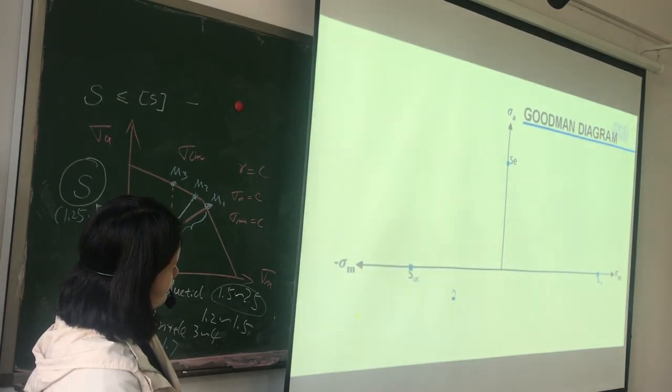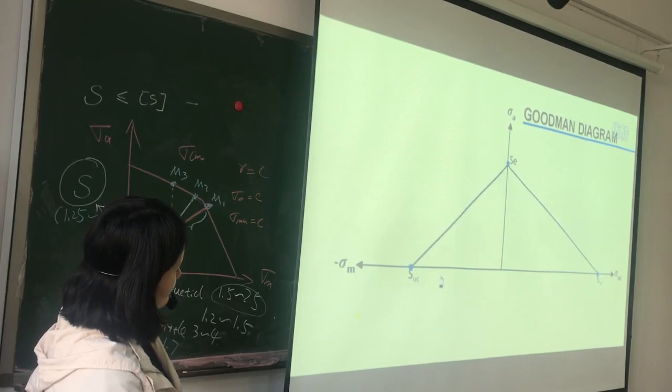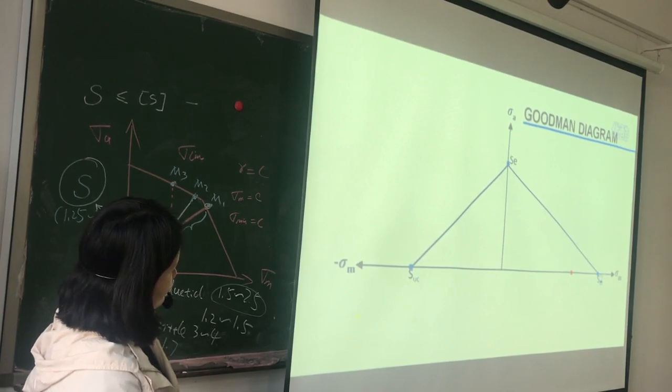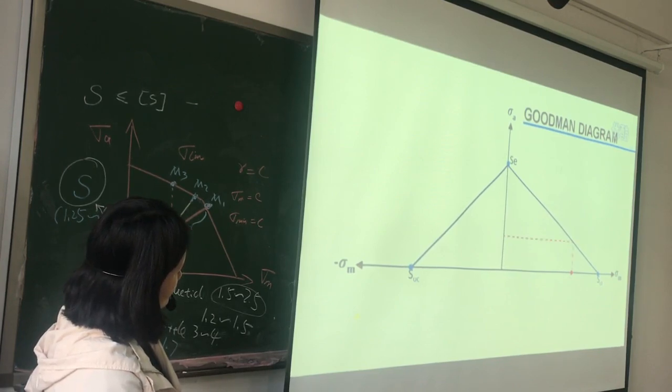According to Goodman analysis, safe stress amplitude limits for all other cases lie on straight lines connecting these points. So for a particular stress mean value, we can find what's the maximum allowable safe stress limit from this diagram. It will be here.